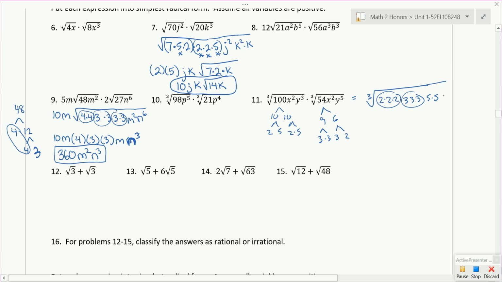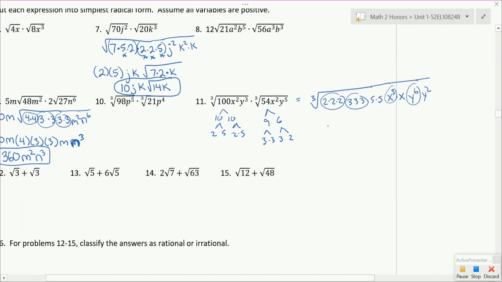x squared in each, so that's x to the fourth. I'm going to break it up as 3 x's and 1 x. And y to the third and y to the fifth is y to the eighth. I'm going to break that up as y to the sixth and y squared. So we're simplifying this. We get 2 times 3 times x times y squared, because we're dividing the 6 by the root 3. And we're left with the cube root of 5 times 5 times x times y squared. So this is 6xy squared cube root 25xy squared.